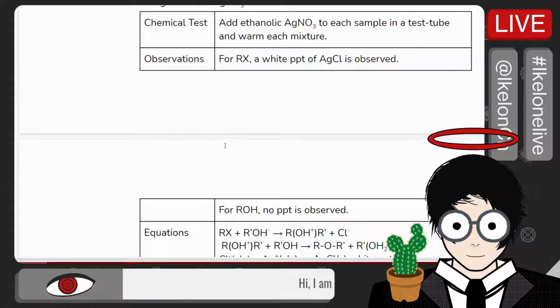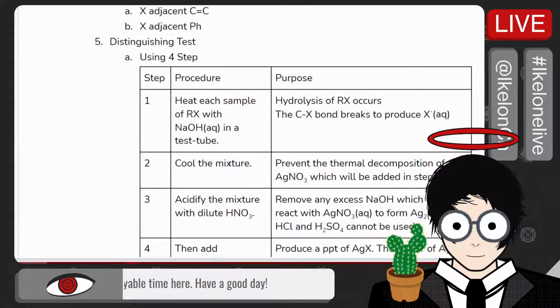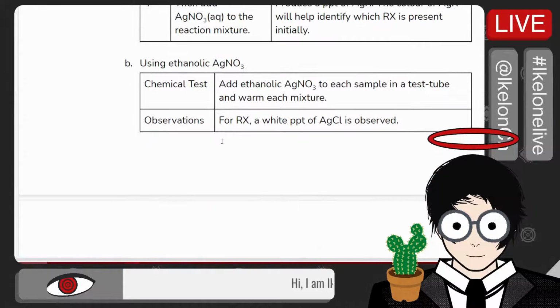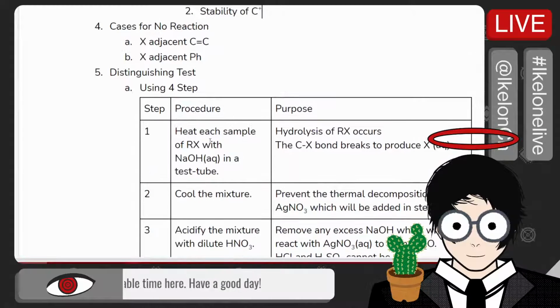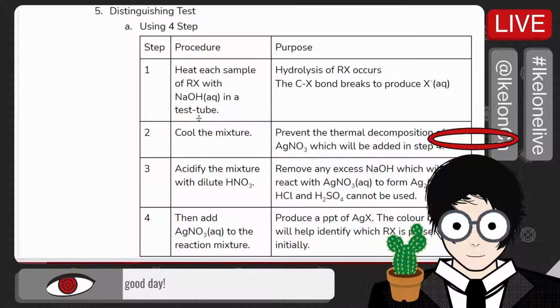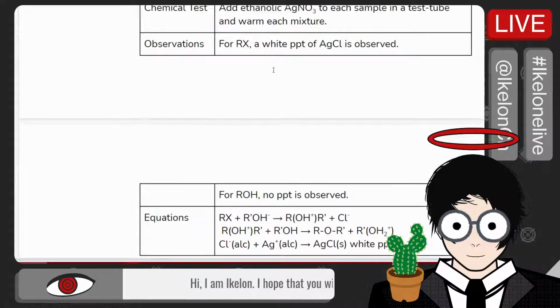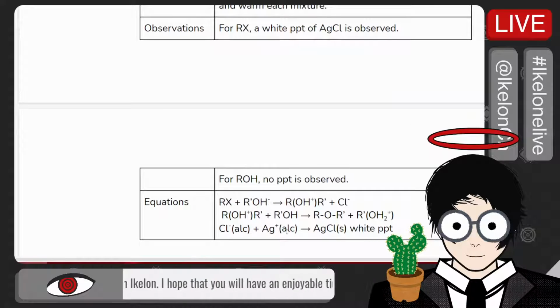But in the practical, when we have to do the experiment ourselves to figure out whether it is a halogen derivative, we have to use the first four-step test, because we have all these reagents on our desk. For this test, although it's simpler, we actually don't have ethanolic silver nitrate. So this is used for theory papers because it's simple, and this is used for practical papers because it's possible, whereas this is impossible because we don't have the reagents. So it's basically the same thing.